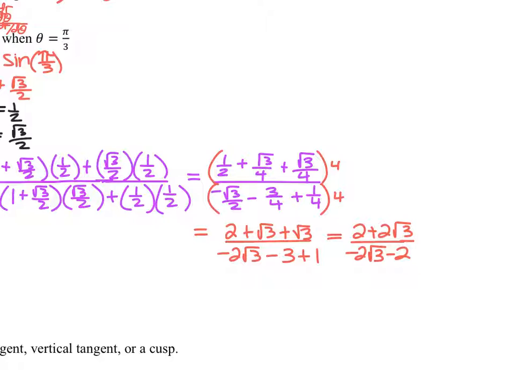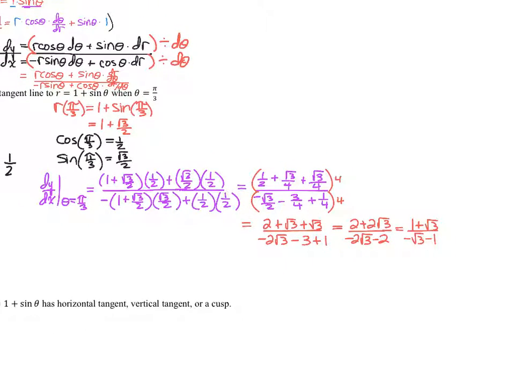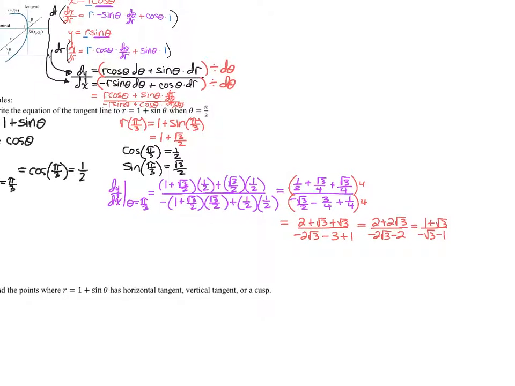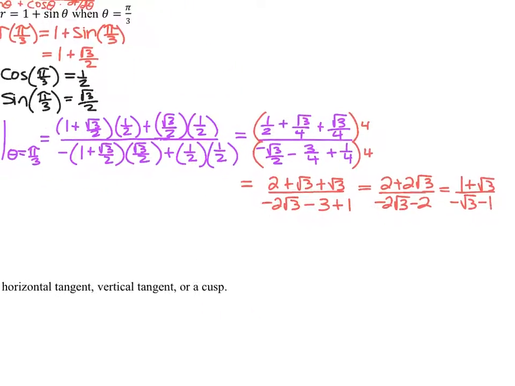Well, it's all divisible by 2, so might as well. 1 plus root 3 over negative root 3 minus 1. And then if I felt like rationalizing the denominator, I could torture myself even more, I guess. I don't want to do that, so I'm not gonna. Let me actually make that look more like a negative symbol. All right, now that's the slope of the tangent line. They said write the equation of the tangent line.